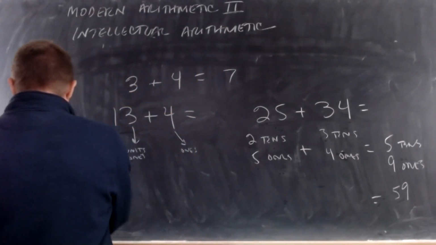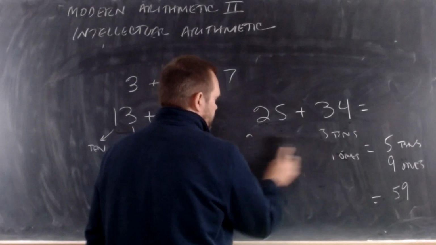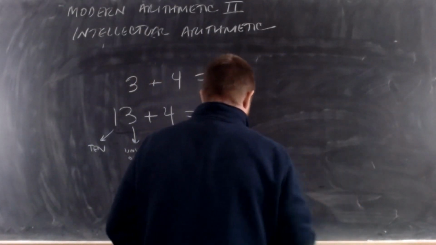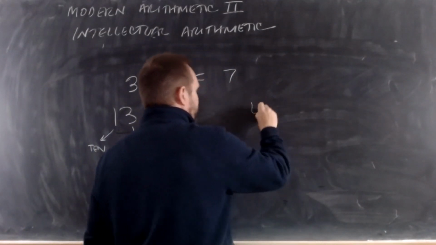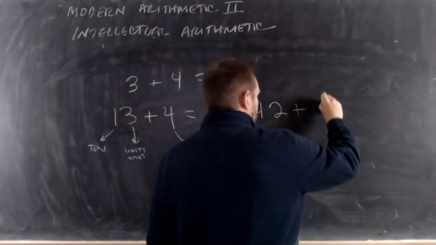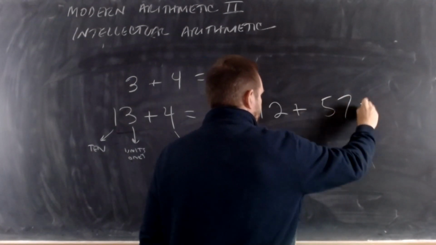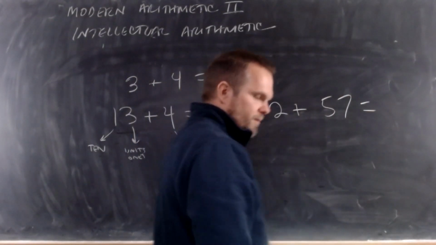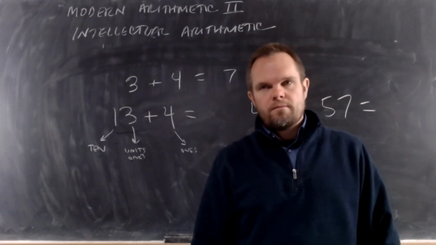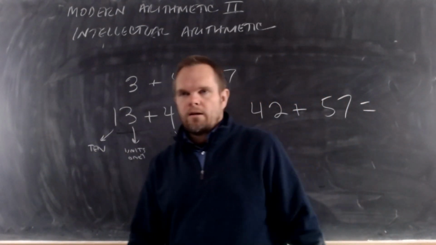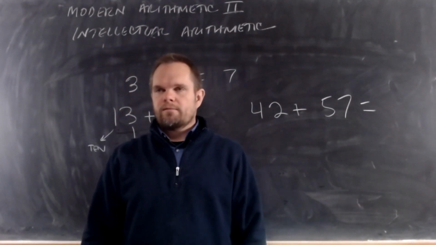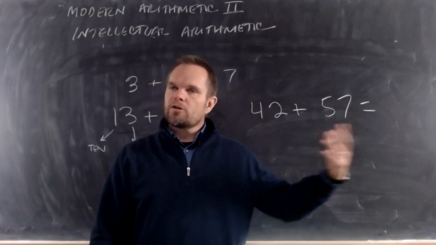Try to add these intellectually. If I have the numbers 42 plus 57. In your head, don't write anything down. You want to try it? Okay. What's 42 and 57? Go ahead, explain the answer. Explain the solution for me.